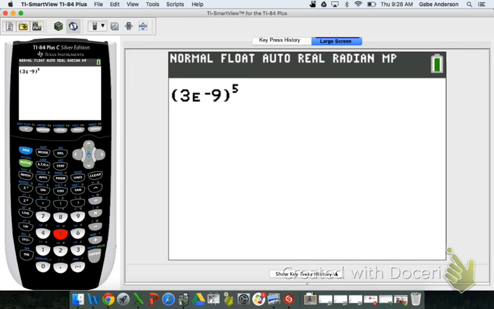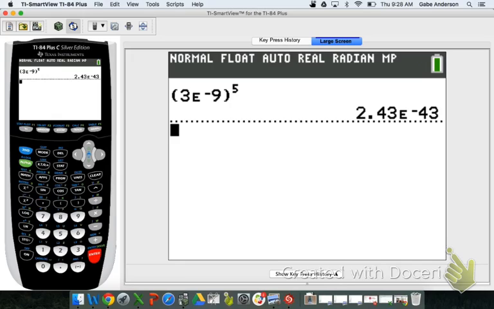Does that entry make sense to you guys? Wait, how did you put the 5th? I used this little caret over here on the right. Sorry, actually the arrow's not showing up. So it's right above the division symbol. Right underneath clear. So 3 times 10 to the negative 9th to the 5th. So then, of course, you just hit enter at that point.